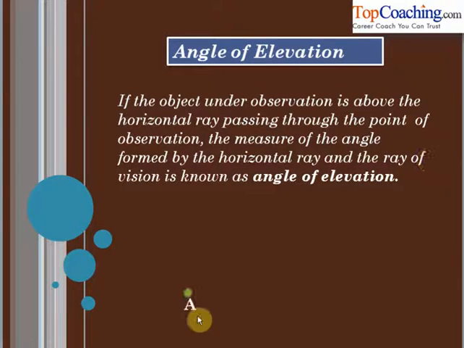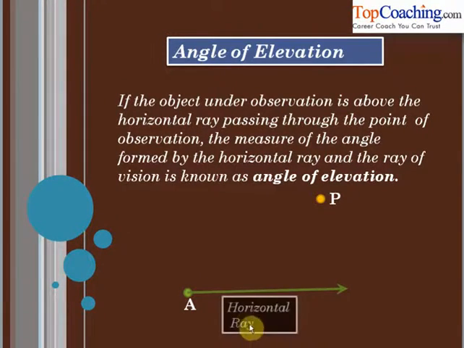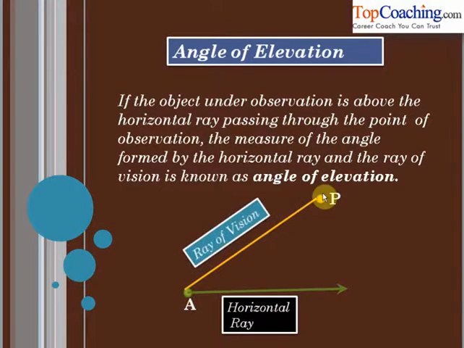So let us say that we have got any point A, which is actually the eye of the observer. Now let us say that we have another point P. P is, let us say, some point in the object and we have to view it. Now as per the definition, this would be a horizontal ray because it is emerging from the eye of the observer and is parallel to the ground. So this is known as horizontal ray. Similarly, a ray of light passing from A to P would be ray of vision. So this is horizontal ray and this is the ray of vision.